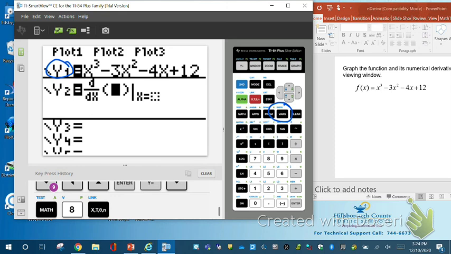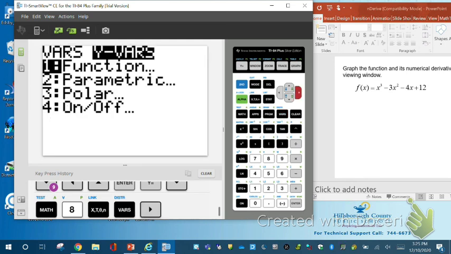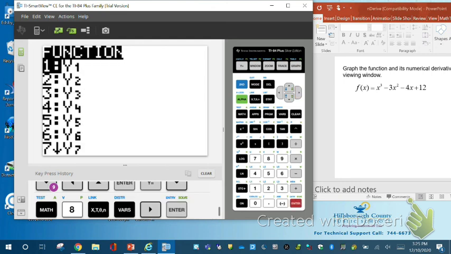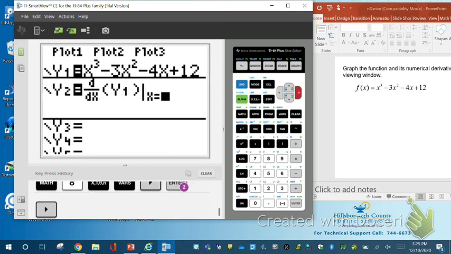Okay, so you hit vars, y vars, so you have to arrow over. Okay, see at the top it says y vars, so arrow over, and then hit enter. And there's y1. Hit enter. Okay, now this is going to do the derivative of whatever is in y1. Okay, now normally we evaluate it at a point. Well, this time I want to evaluate it for all of the different points on the graph, so I put an x here.